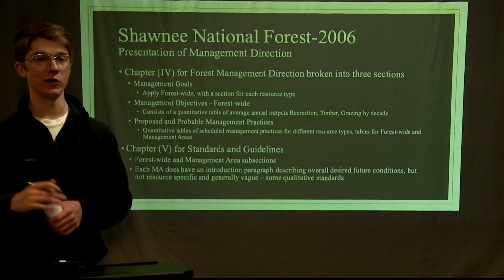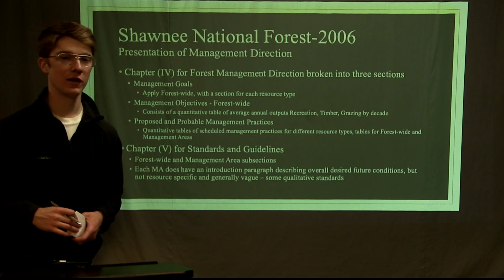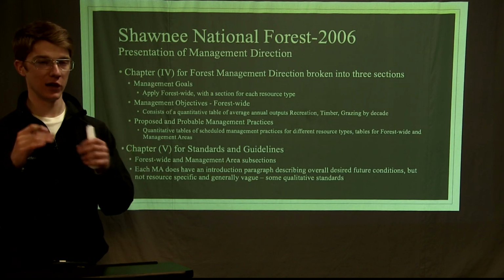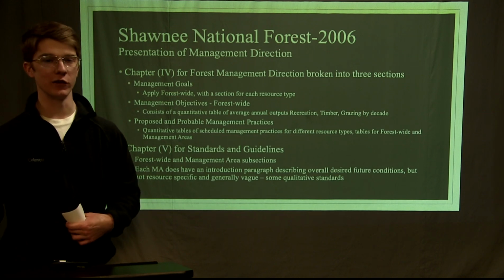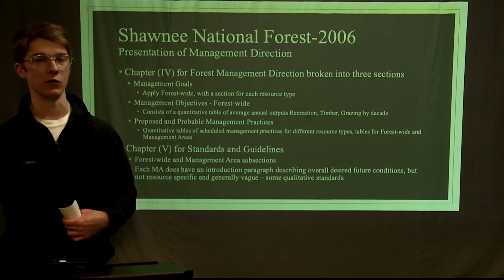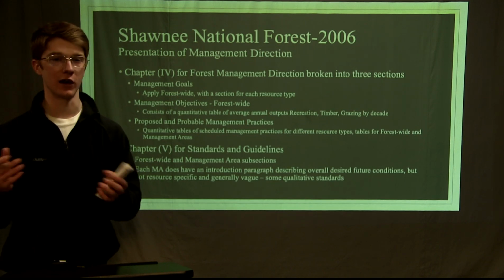These are not resource specific desired conditions. They're just broad, and like I said, it's usually just a paragraph. It's pretty vague or kind of aspirational, not as qualitative at least as the Kootenai National Forest desired conditions.